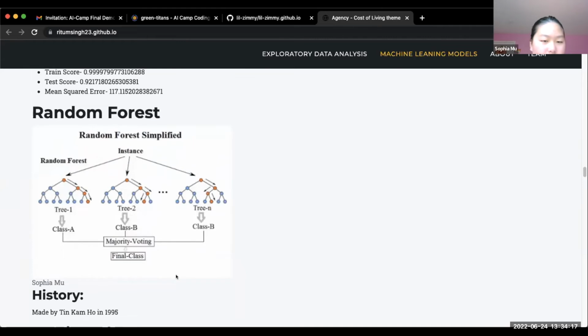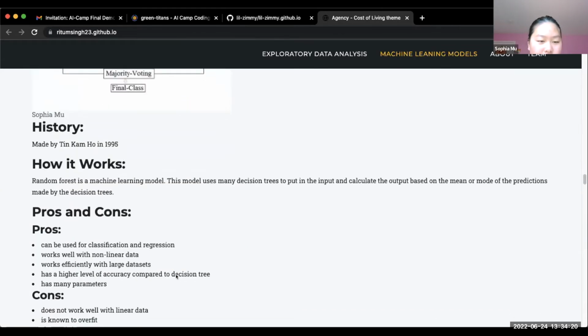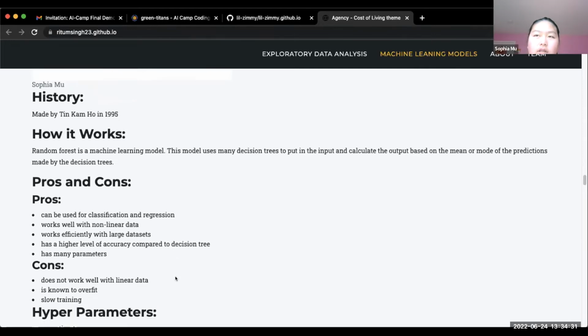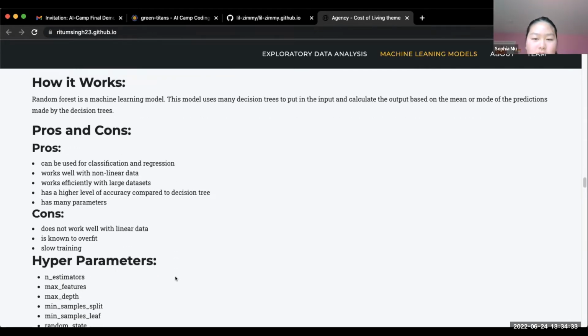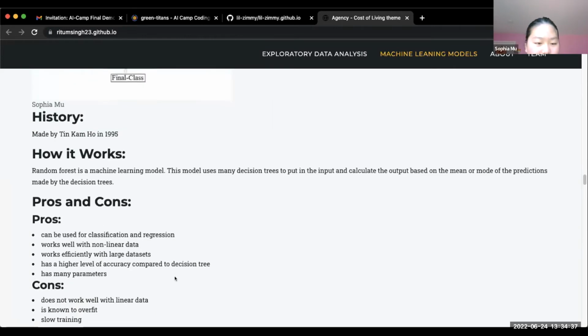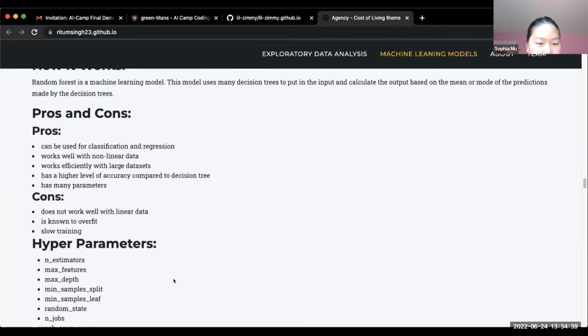So I did the random forest machine learning model. It was made by Tin Kam Ho in 1995. Basically it takes a bunch of decision trees for the input, and then the output is based on the prediction of all of those decision trees. Some pros and cons: it can be used for classification and regression. It works well with nonlinear data and large data sets, and it has many parameters.